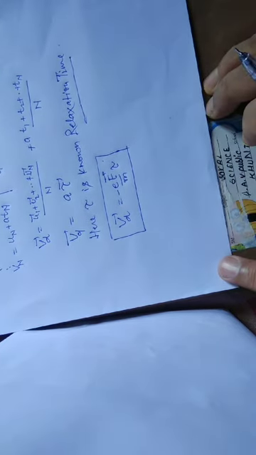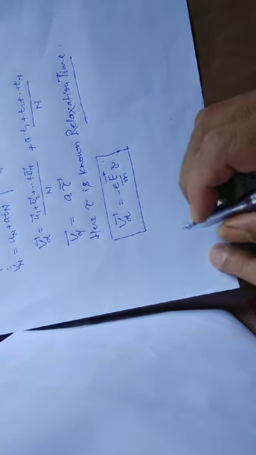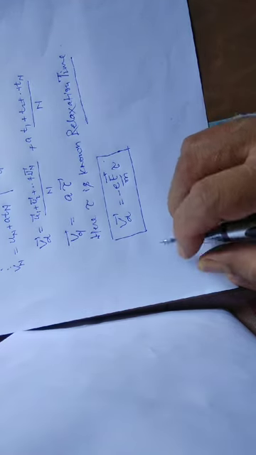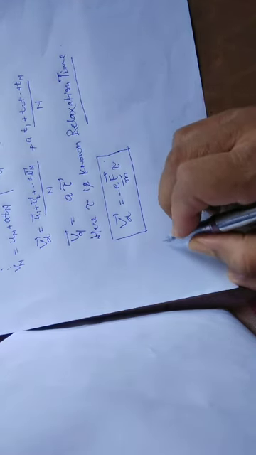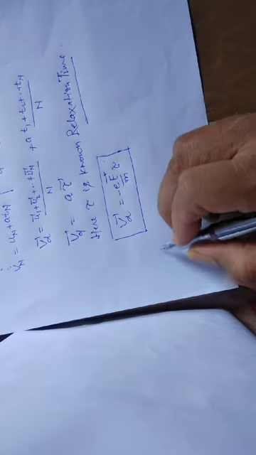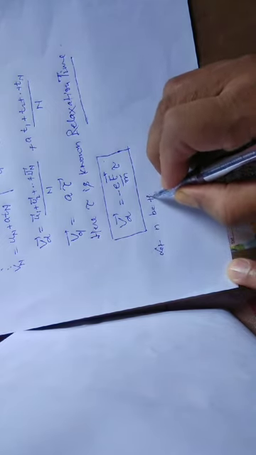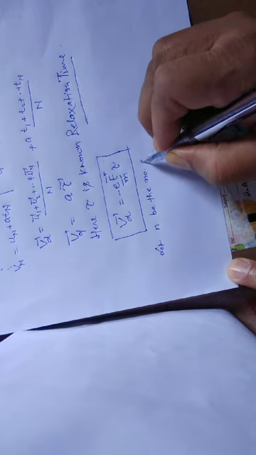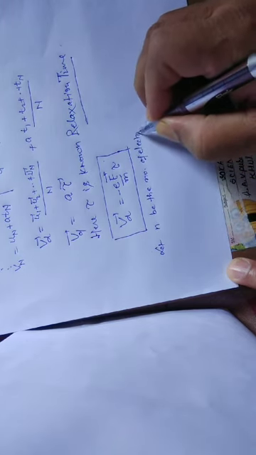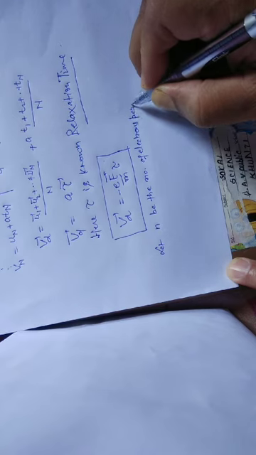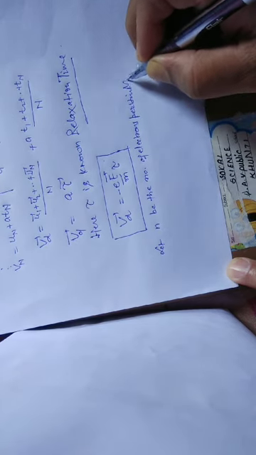Now let us go ahead in our discussion. Let n be the number of electrons per unit volume.